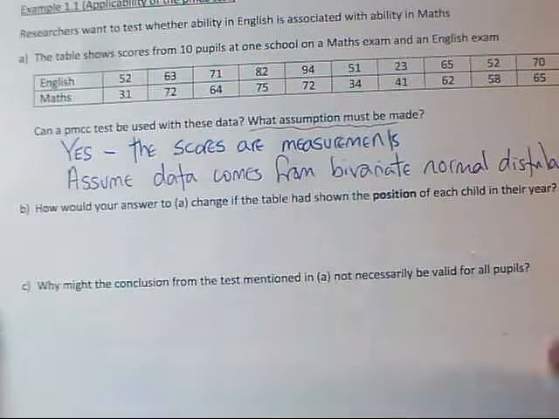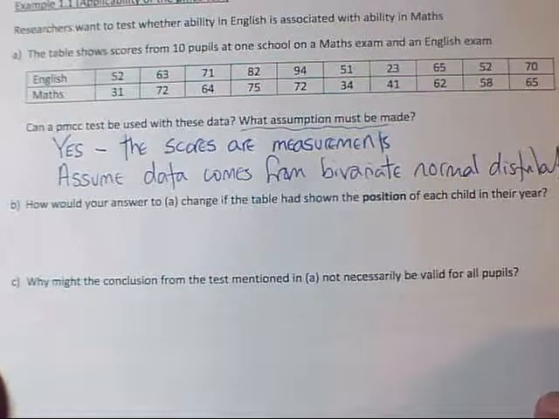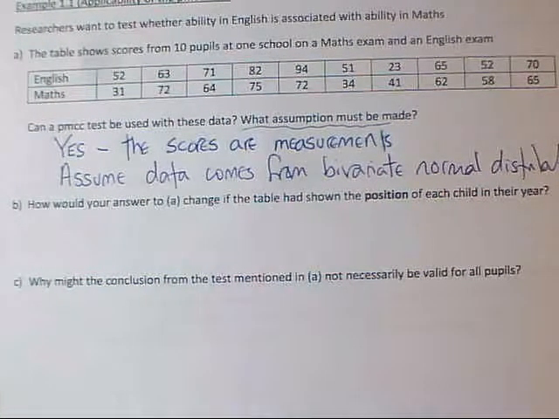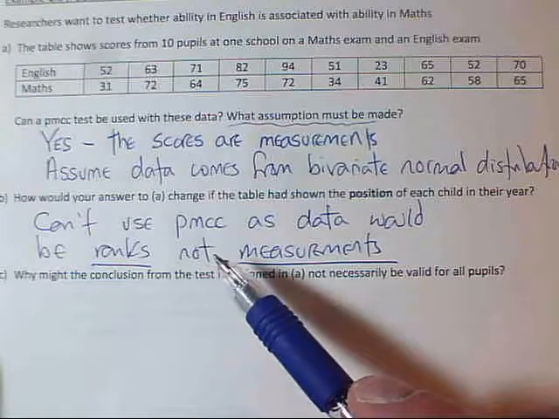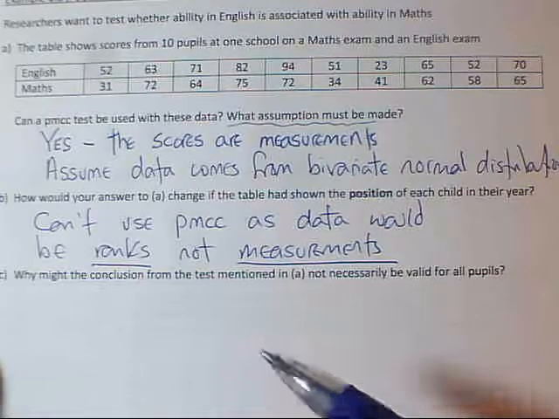We can't use the product moment because instead of dealing with measurements, I'd be dealing with rank data, and that needs its own particular kind of test. So we say we can't use the product moment correlation coefficient because the data would be ranks and not measurements.